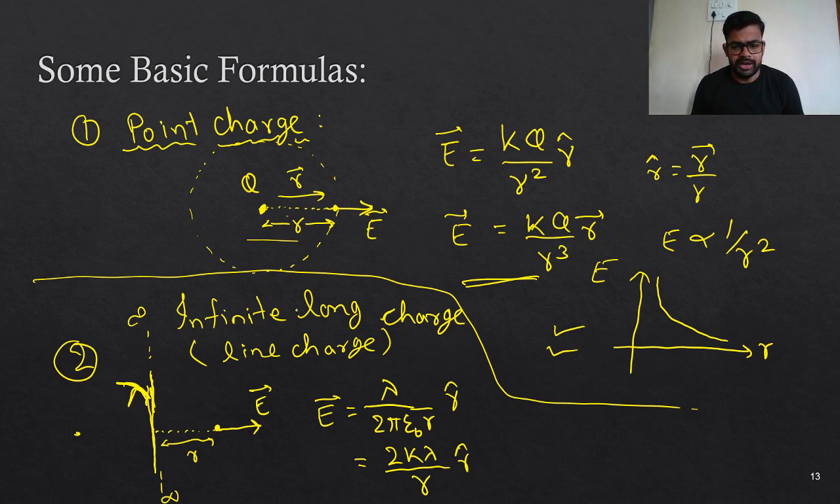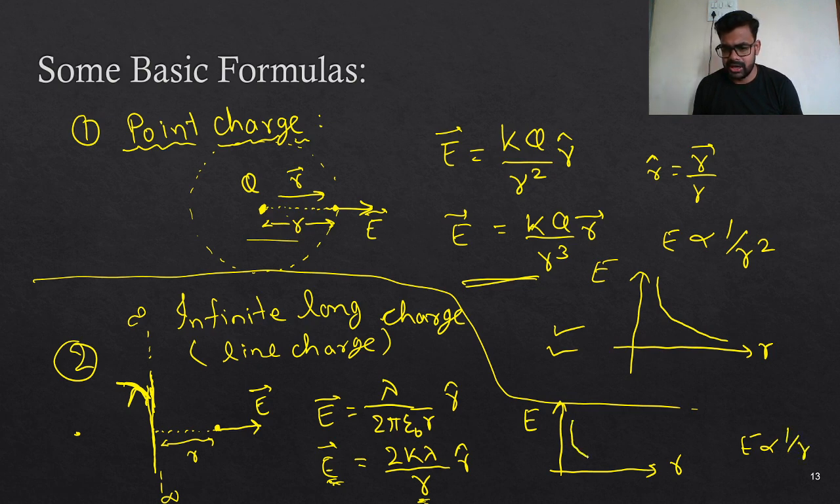Next, how will its curve be? Let us show how the electric field will vary. E is there, r is there, and I know E is inversely proportional to r. Field intensity is inversely proportional to r. Whenever there is an inverse relation, it is again a rectangular hyperbola.